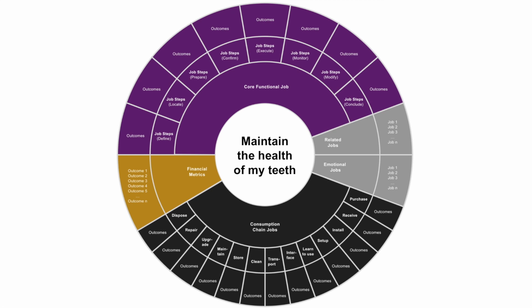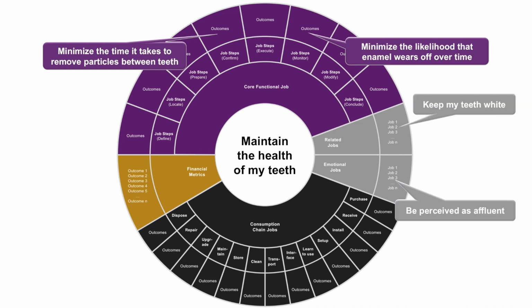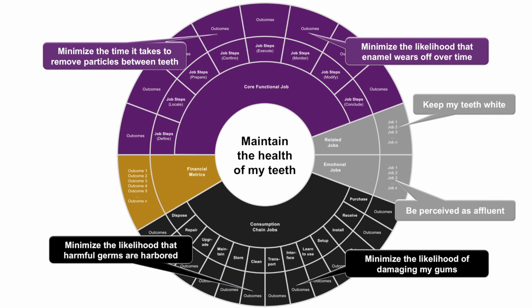If the job is to maintain the health of my teeth, there may be a couple of outcomes on that particular job, such as minimize the time it takes to remove particles between teeth, or minimize the likelihood that enamel wears off over time. There may be related jobs, including keep my teeth white, emotional jobs, including be perceived as affluent, consumption outcomes, such as minimize the likelihood that the harmful germs are harbored, or minimize the likelihood of damaging my gums with the product. And there may be financial metrics that relate to cost and product waste.